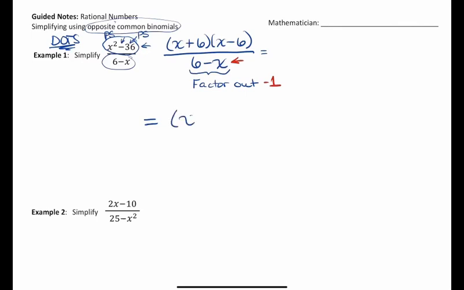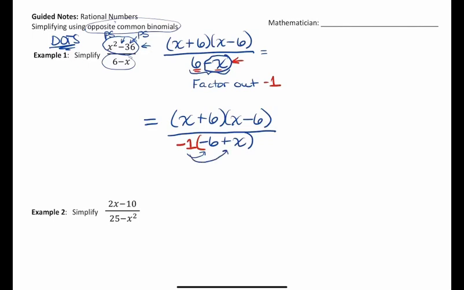Now I'm going to keep the top the way it is. I'm going to write x plus 6, x minus 6. And then in the denominator, we're going to factor out the -1. And when you factor out a -1, it basically changes the signs of everything that it's factored into. So now the 6 becomes -6, and minus x becomes plus x. Right? And you can confirm that if you redistribute that -1 into there, and you can confirm that that is how that came out. Because what's a negative times a negative? -1 times -6 is positive 6.